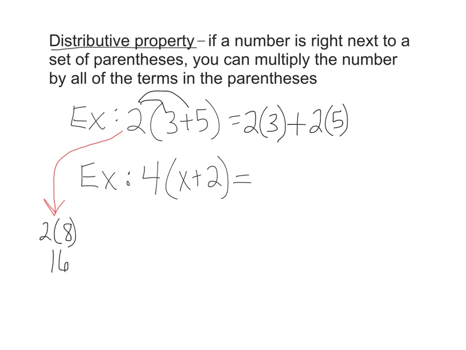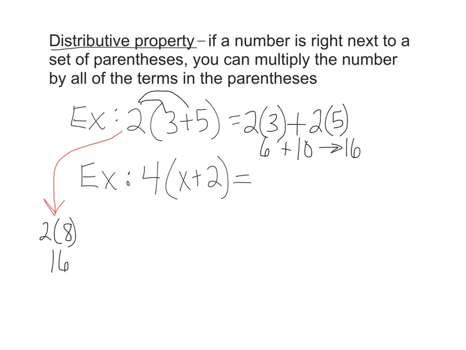At this point, we would do our multiplication before we do our addition. So 2 times 3 is 6, 2 times 5 is 10, and then 6 plus 10 is 16. So you can see we ended up getting the same answer. The reason we need to be able to use the distributive property is an example like our next one.